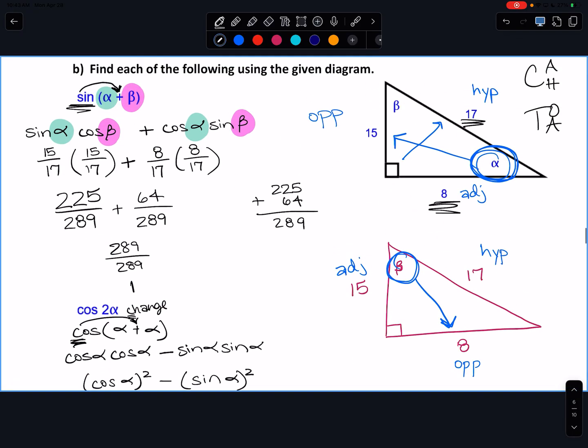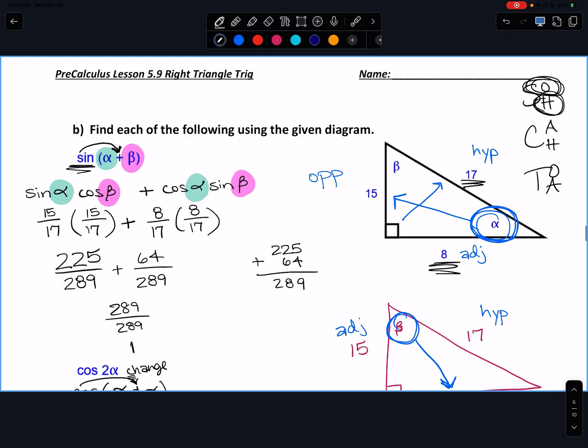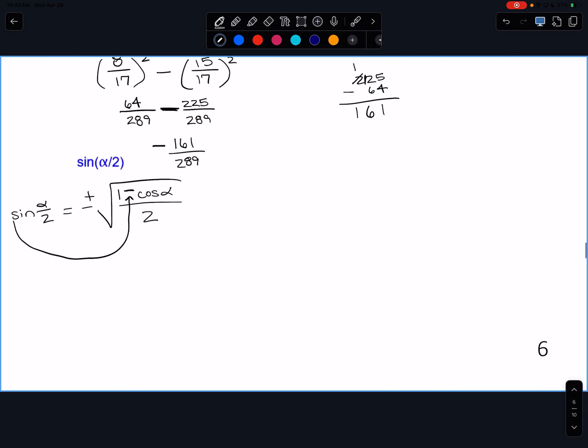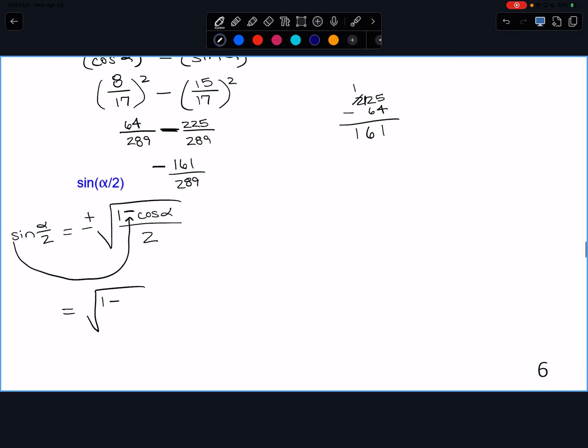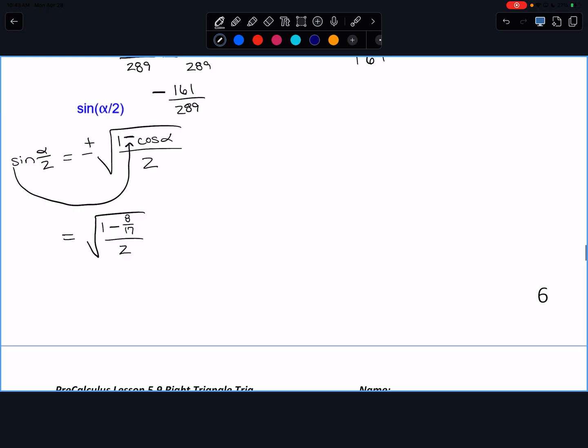Now, if you notice on this one, you're probably going, wait a minute, how do I know which quadrant it's in? Well, look at your legs. The legs are both positive, so you're in which quadrant? 1. Good. So if you're starting in quadrant 1, you half it, you're going to end in quadrant 1, and sine is positive. So I'm going to have 1 minus the cosine of alpha, 8 over 17, divided by 2. Good. So 1 minus 8 over 17.